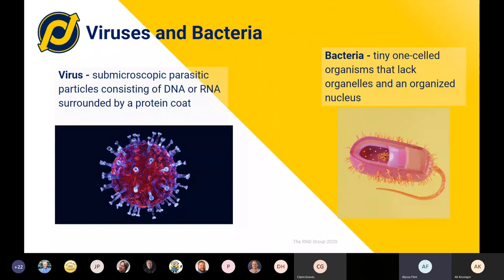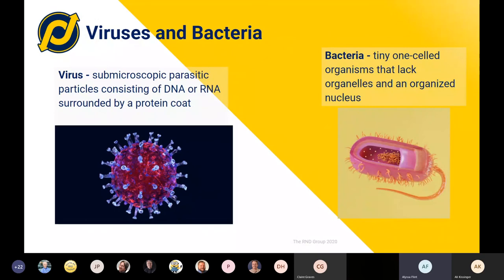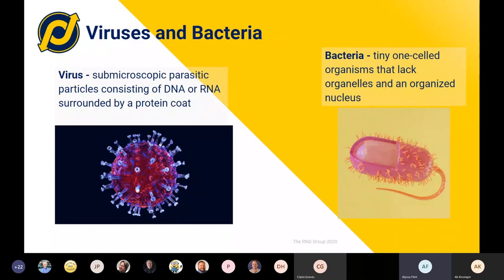Viral diseases are treated with antiviral medications and vaccines, which either inhibit replication of the virus or train the body's immune system to recognize and fight the virus, respectively.